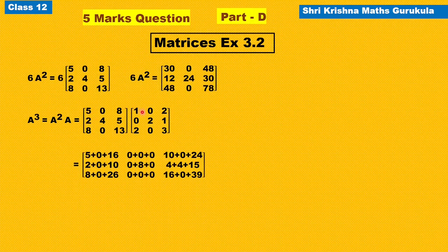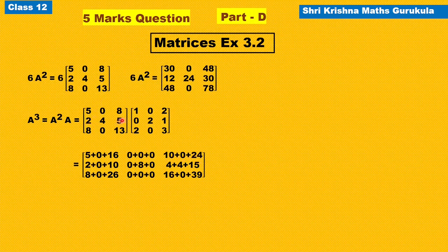So 5 into 1 is 5, 0 into 0, 0, 8 into 2, 16. So it is 5 plus 0 plus 16. Now first row, second column, that is 5 into 0 is 0, 0 into 2 is 0, 8 into 0 is 0. This will be 0 plus 0 plus 0. So this whole term will be 0. Now first row with third column. So 5 into 2 is 10, 0 into 1 is 0, 8 into 3 is 24. So it is 10 plus 0 plus 24.